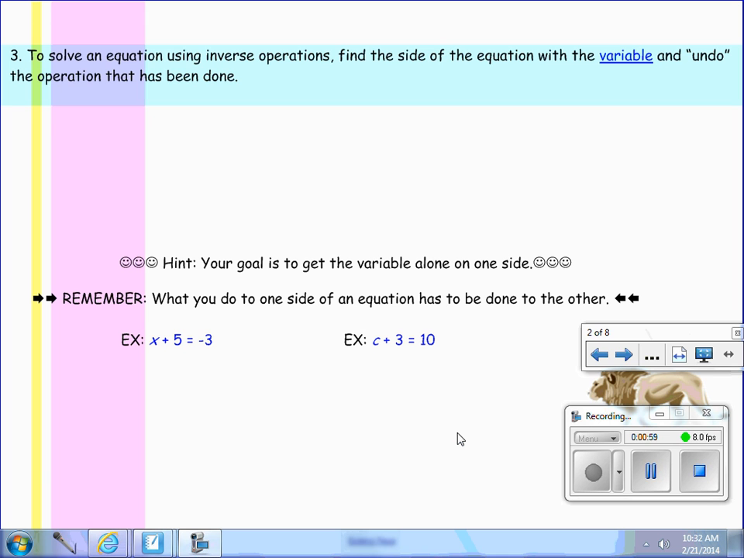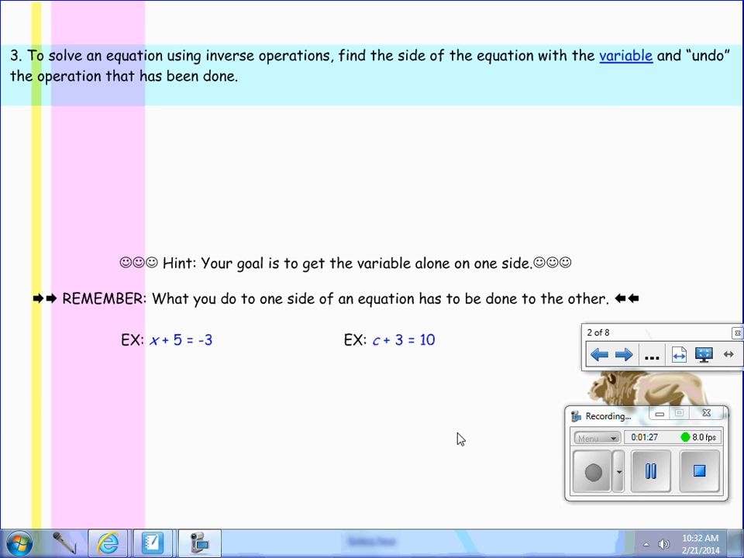Your goal is, this is a hint, your goal is to get the variable alone on one side. You will hear me say over and over again, our goal is to isolate the variable. Our goal is to get the variable by itself to solve the equation. So remember, what you do to one side of an equation has to be done to the other side.